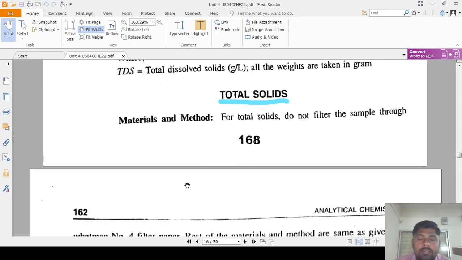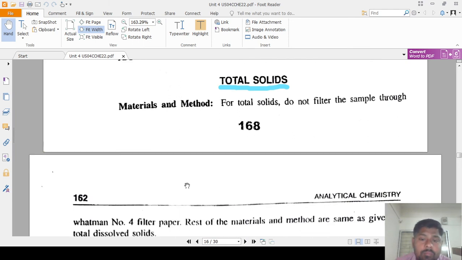Then total solid. Now what is a total solid? The difference between TDS and total solid: total solid means the dissolved, undissolved and suspended particles, all kinds of particles or materials or compounds present in the water. TDS means only those components which are present in the dissolved form, those are called TDS. Here, all kinds of particles.